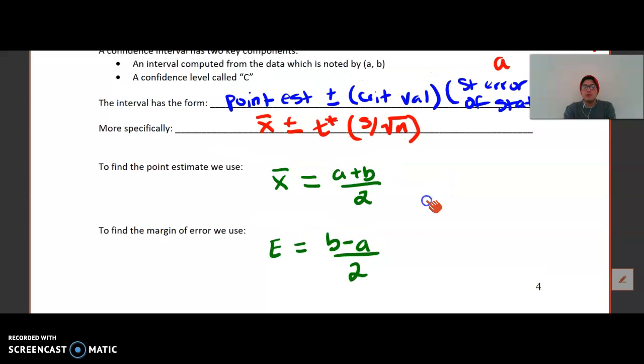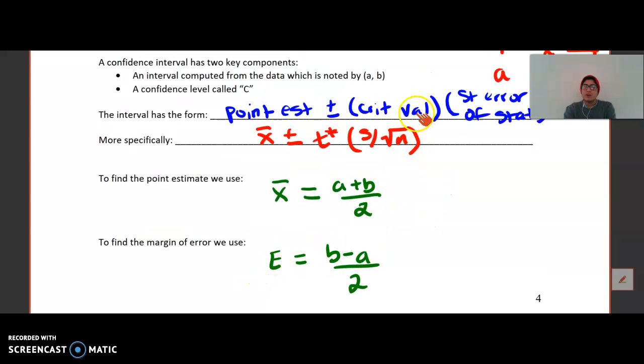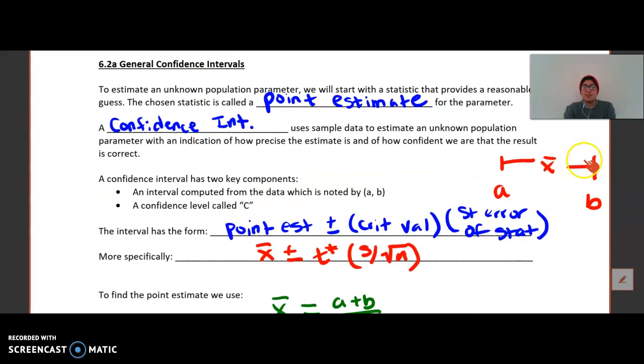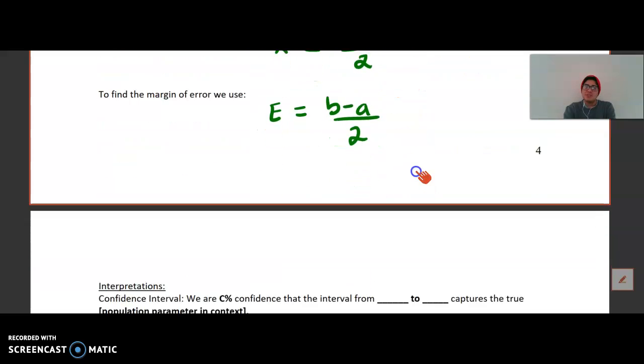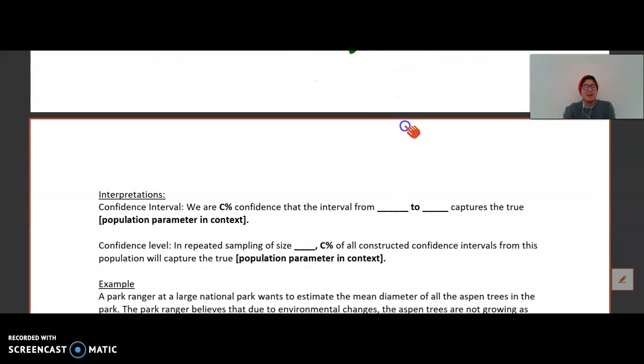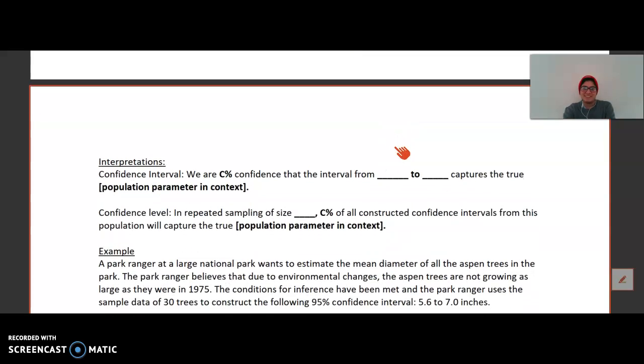In order to find the wiggle room, the margin of error, which is this part here, the critical value and the standard error of the statistic, since we're looking for this chunk here, we're going to take the difference between B and A and divide by 2 to find the margin of error. And then this might feel familiar from when we found the sample size for a proportion. So hang in tight, it's going to come back and haunt us.